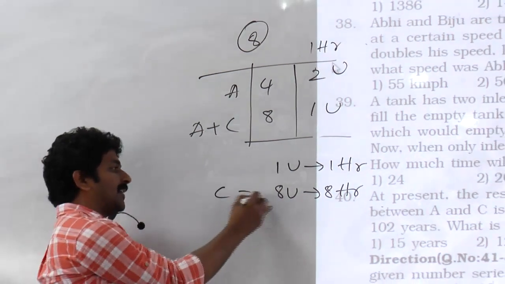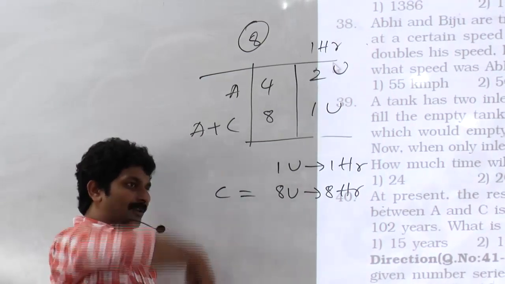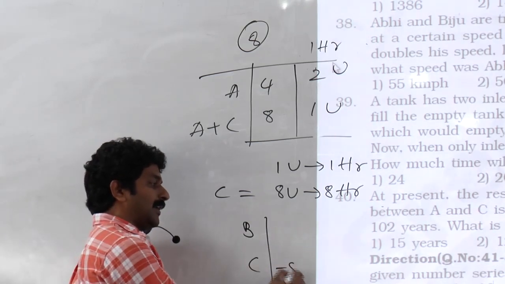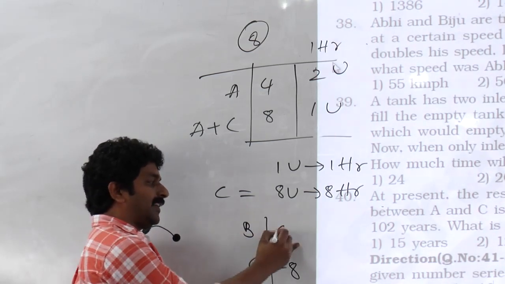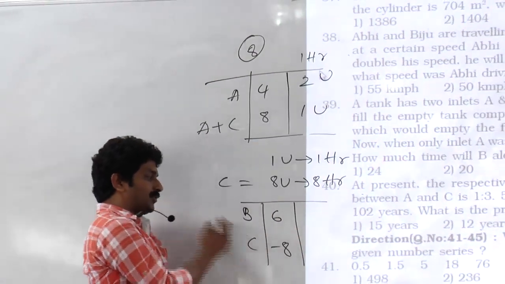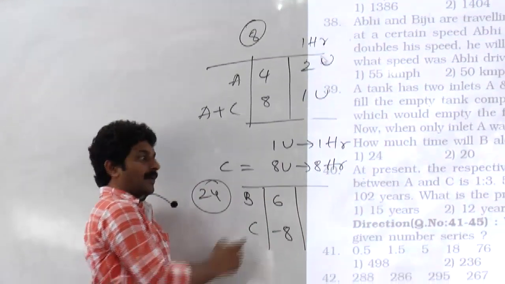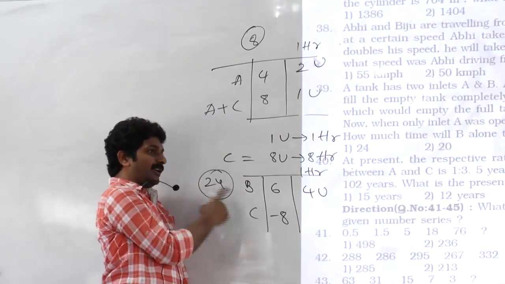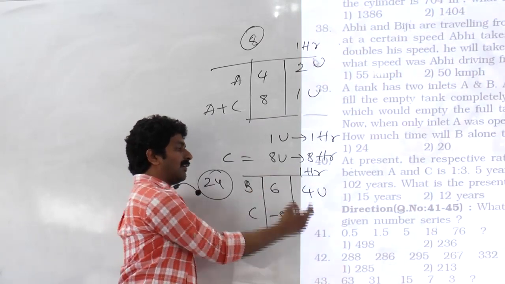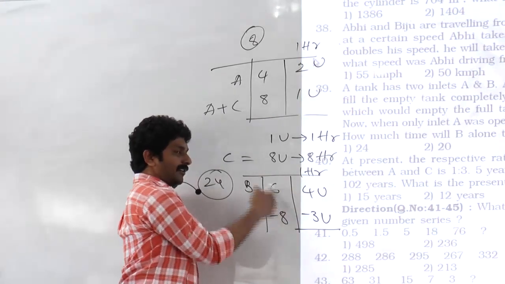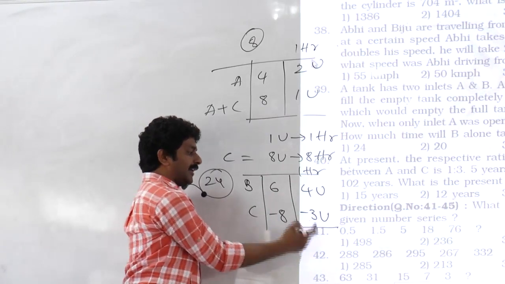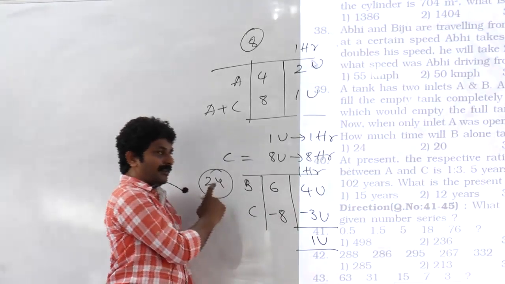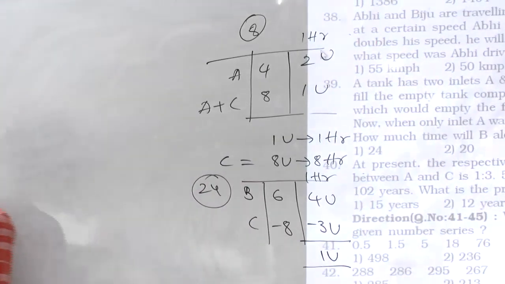So leakage takes 8 hours to empty the tank, and then it follows. We said earlier, again it is B and C. It empties the tank in 8 hours and B can fill the tank in 6 hours. LCM of these two is 24 units. In 1 hour, B can fill 4 units. C empties 24 units in 8 hours. In 1 hour it can empty 3 units. If both B and C work for 1 hour, it fills 1 unit in 1 hour. To fill 24 units, it needs 24 hours.